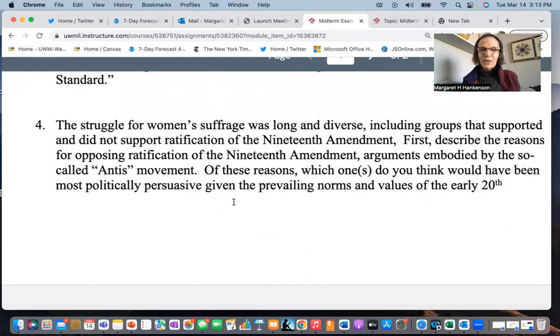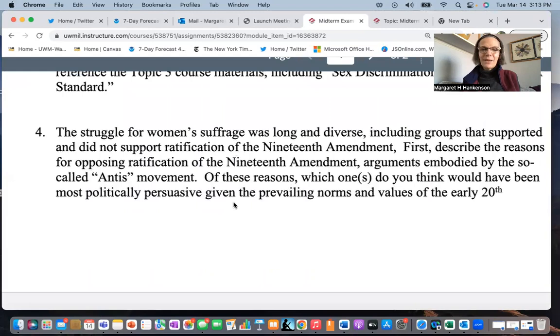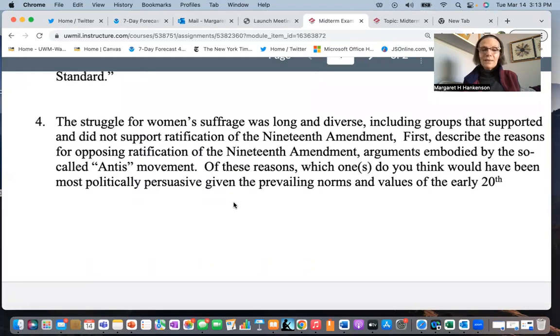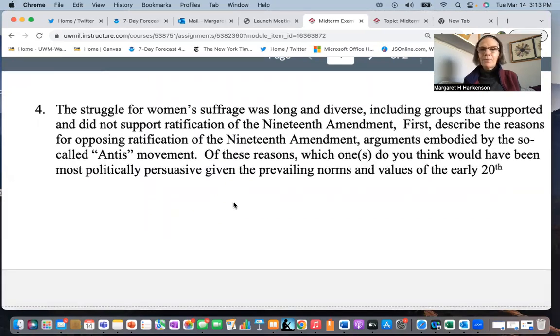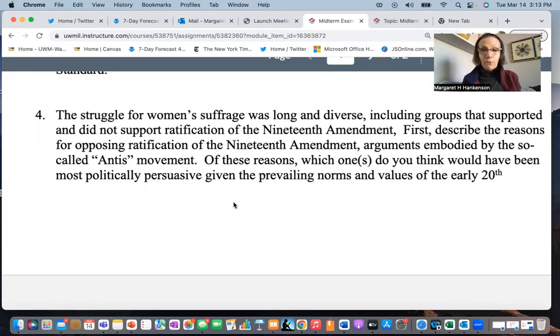Okay, the fourth question is about women's suffrage. The struggle for women's suffrage was long and diverse and included groups that supported and did not support ratification of the 19th Amendment. First, describe the reasons for opposing the ratification of the 19th Amendment, the arguments embodied by the so-called antis movement, those who were against the ratification.